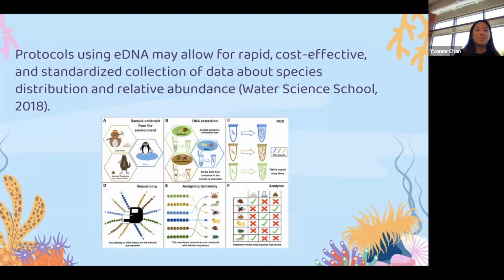Protocols using eDNA may allow for rapid, cost-effective, and standardized collection of data about species distribution and relative abundance. As you can see by this flowchart, it has many different steps, but I'll go into that later in my presentation.